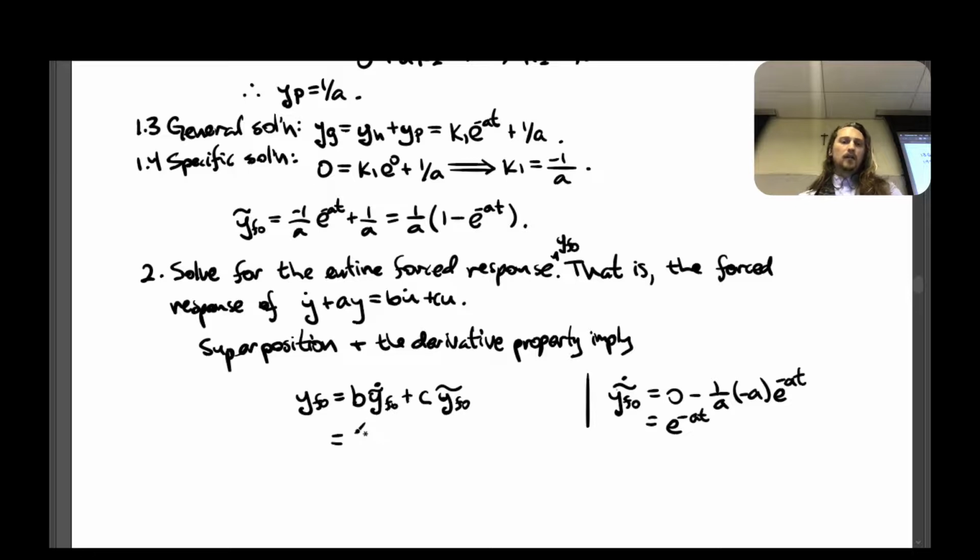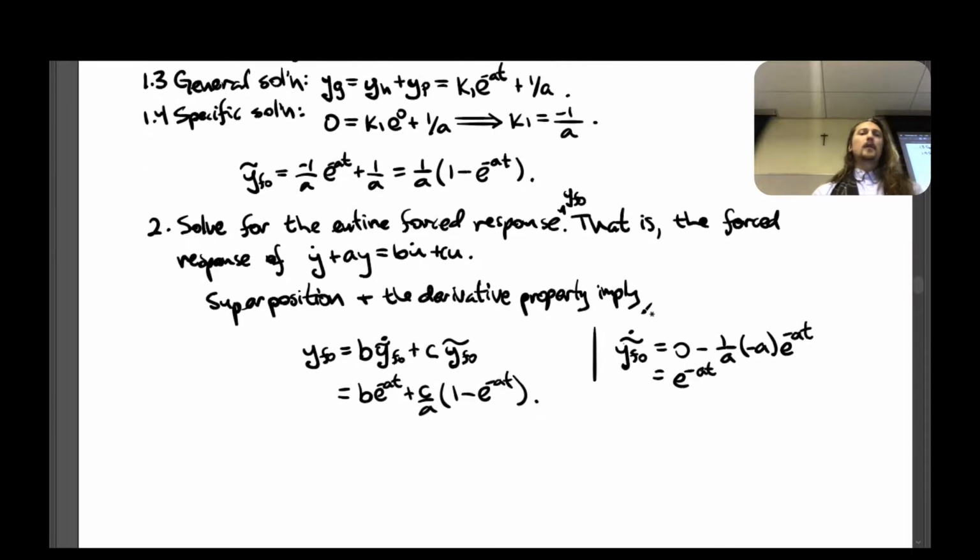So we can just plug that in now. B, y forced tilde dot, is e to the minus a t plus c times the entire forced response here, so put the 1 over a there, plus c over a times 1 minus e to the minus a t. Great. So this is our forced response. We've got it now.